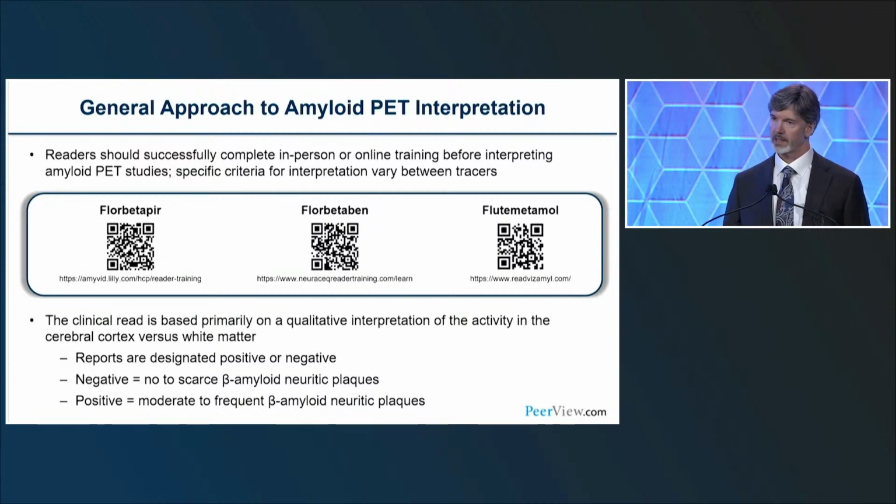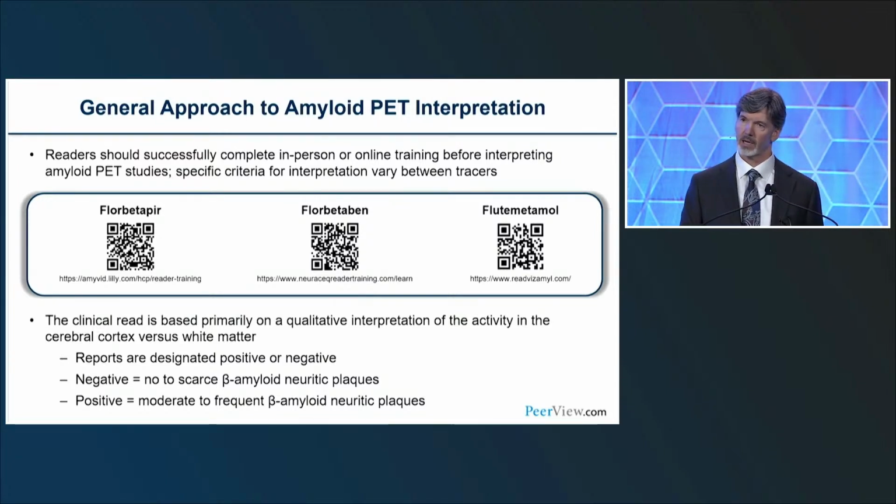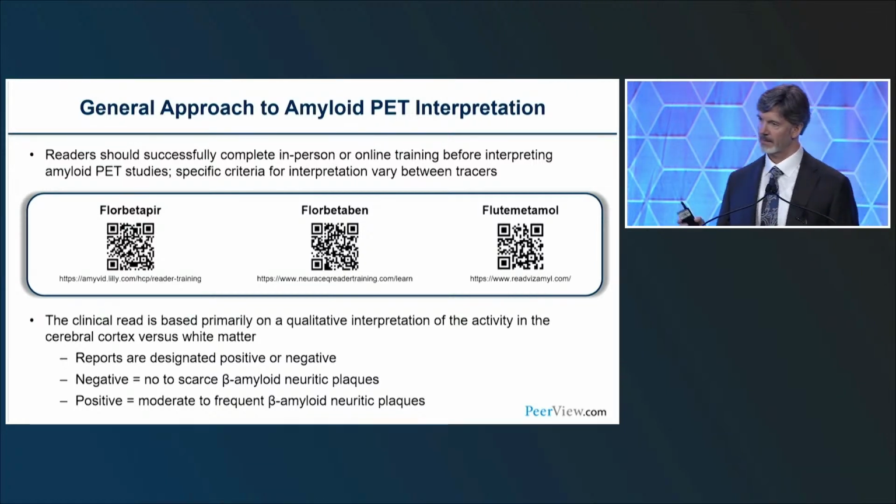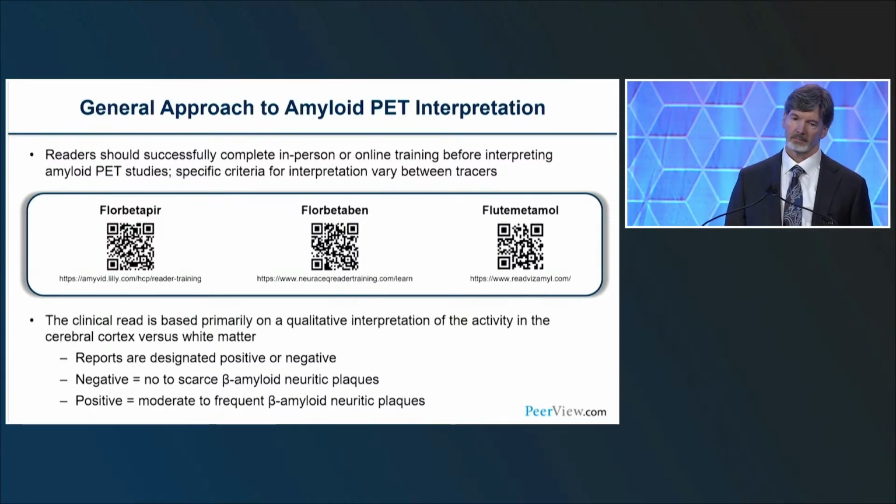Typically, on reporting these, I think we want to be pretty cautious because a positive amyloid scan doesn't mean you're going to have Alzheimer's disease dementia or even have dementia from an Alzheimer's pathology. So we need to report these as being positive for amyloid or negative for amyloid and kind of stop there. Typically, the negative is going to mean there's not much amyloid pathology, and positive means there is.